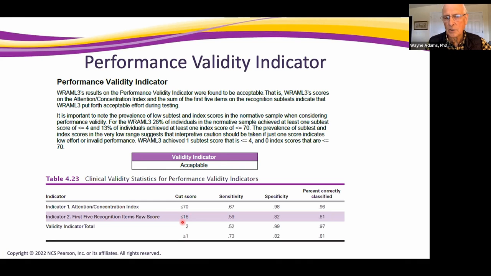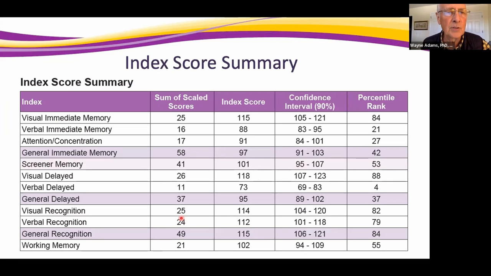The recognition ones were created by taking the first five items of each of the recognition subtests. These first five items were pulled from the total recognition items as the simplest items for a given recognition subtest. So these are very simple items which should be passed by the vast majority of people, and even folks with intellectual delay or early stages of dementia do reasonably well with those recognition items by and large. So those are the two indicators. And with those two at play, we have an acceptable performance indicator suggesting that this youngster is giving reasonable effort in the performance, and the scores are likely believable from an effort perspective.